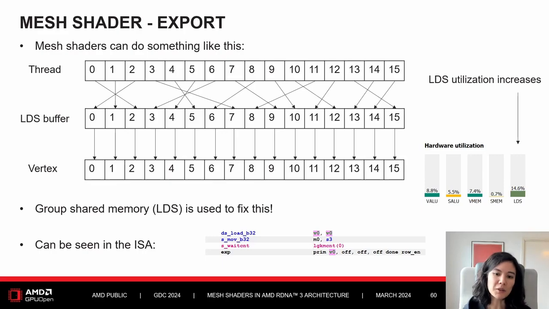So in this example code, you can see that just before exporting the primitive data is loaded from group shared memory. You can also see that the group shared memory utilization increases under the hardware utilization segment in the instruction timing tab of RGP. And for this particular screenshot, I actually used the mesh shader that doesn't use explicitly group shared memory. So all the group shared memory usage of this shader was inserted by the compiler to fix the export indices.